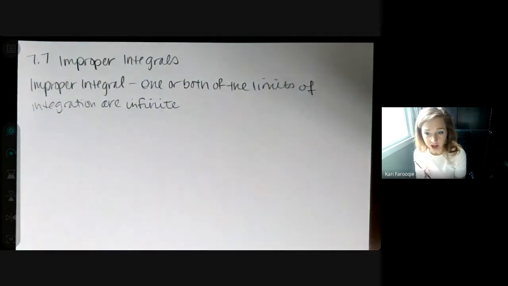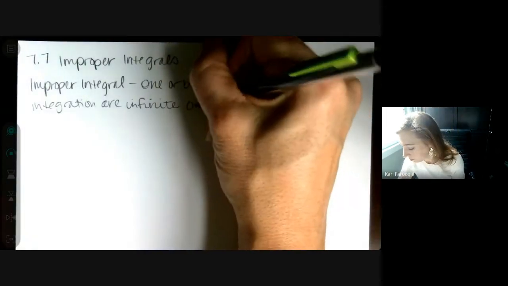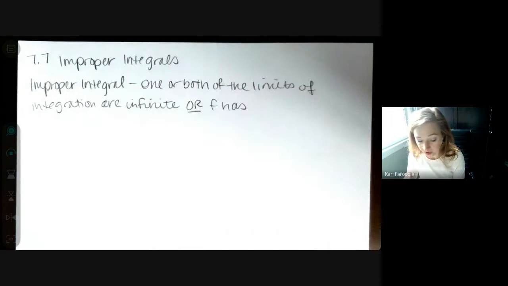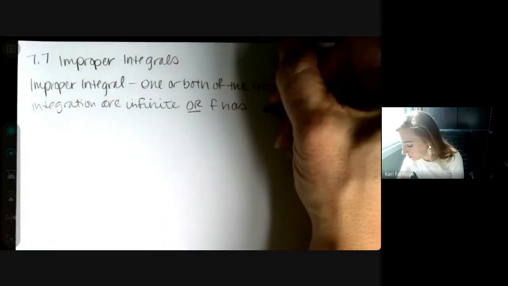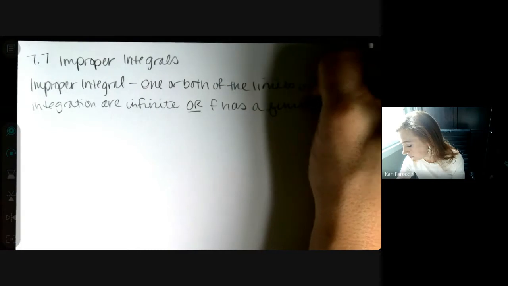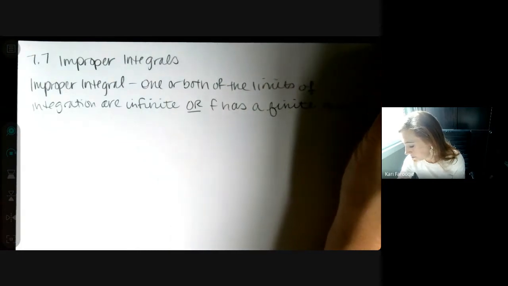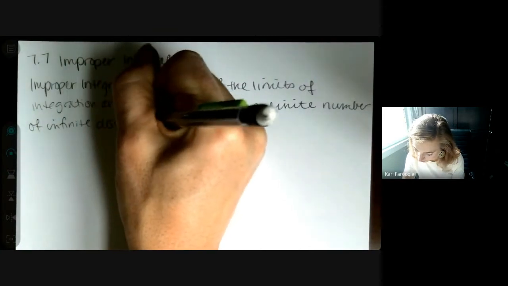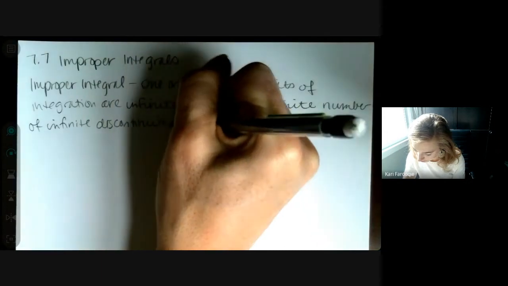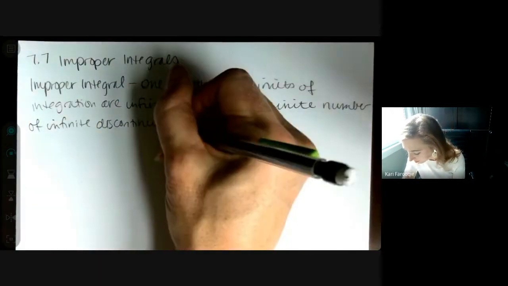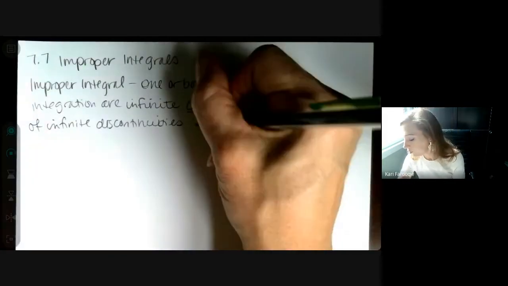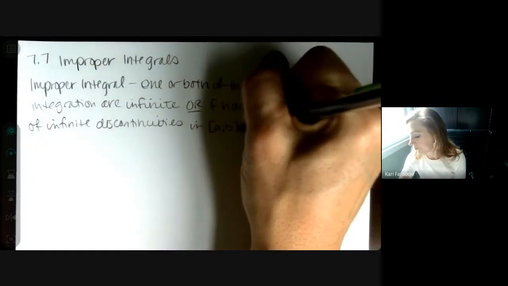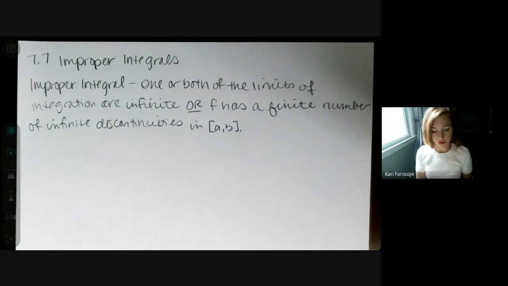So that's one type of improper integral. Or f has a finite number of infinite discontinuities in the closed interval from a to b. So we're going to be focusing on both of these instances.